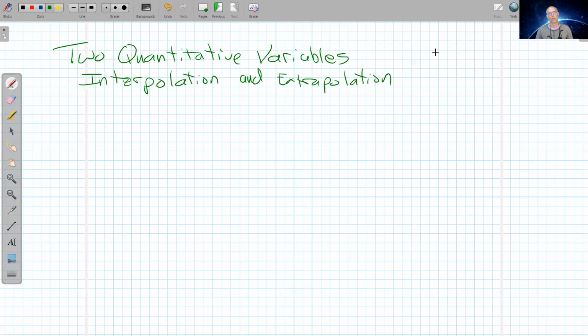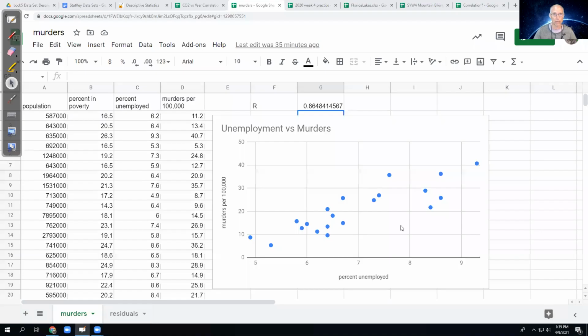Two quantitative variables, interpolation and extrapolation. So when we have two quantitative variables that we think might be related, we usually make a scatter plot. Here we have the percent unemployment in a given metropolitan area versus the murders per 100,000. There seems to be an uphill trend to this data, so we have an association. We can measure that association with correlation.